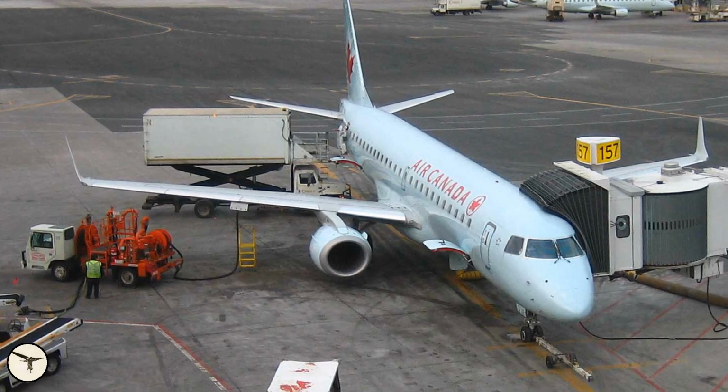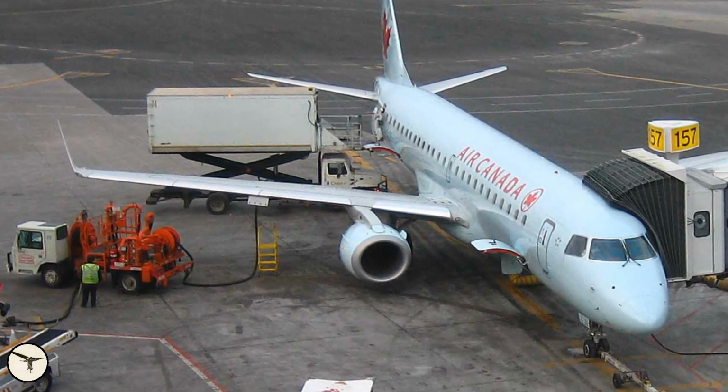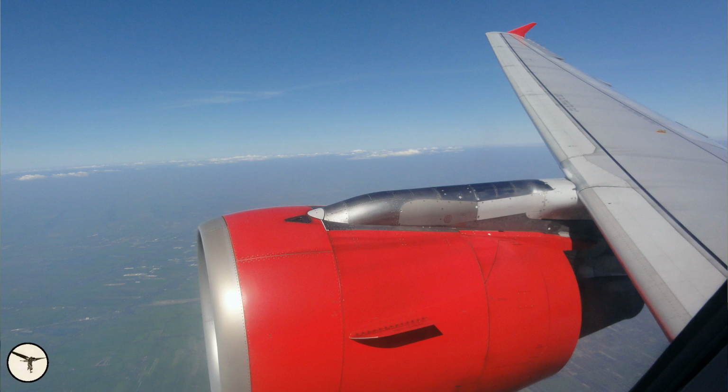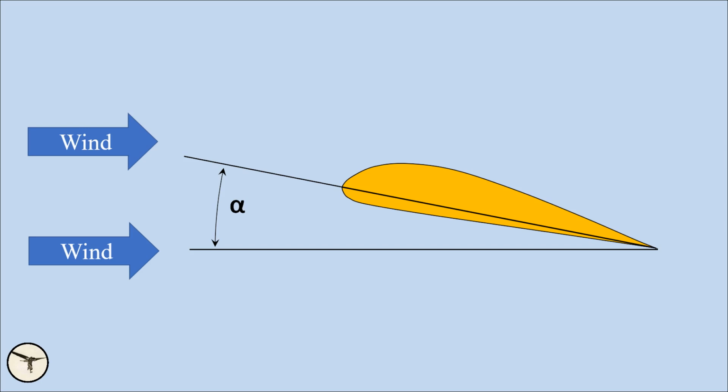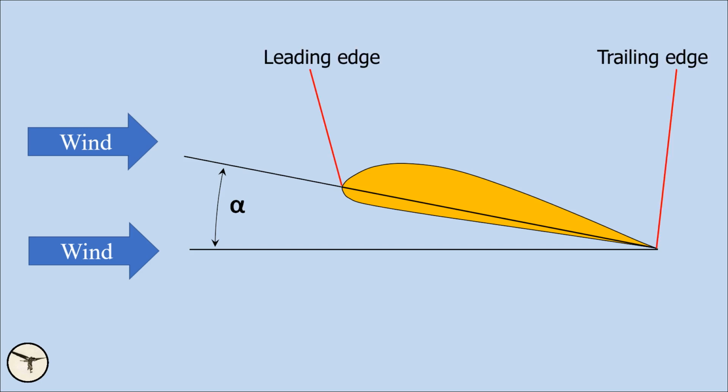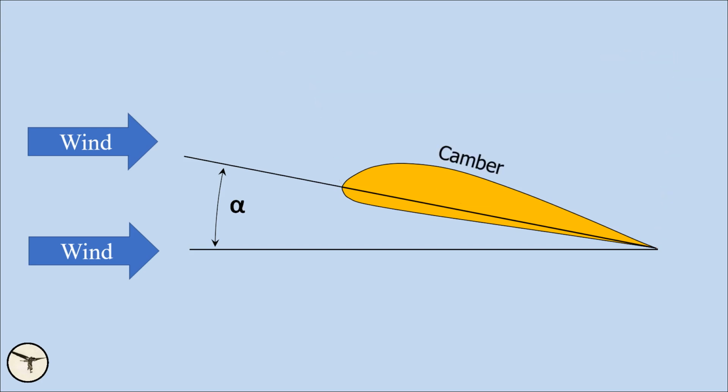It must have space for fuel, be strong enough to carry the weight of the aircraft, it must be stiff enough to endure torsional forces, and be flexible enough to absorb turbulence. Here are some definitions. We have the leading edge and the trailing edge. The chord is a straight line from the leading edge to the trailing edge. The camber describes the convexity of the wing. The camber line is an imaginary line halfway between the upper and lower surface of the airfoil.